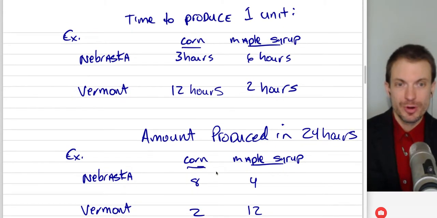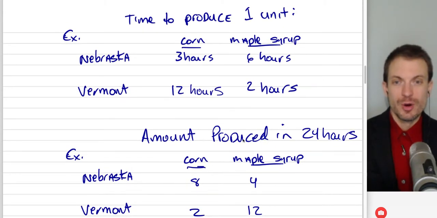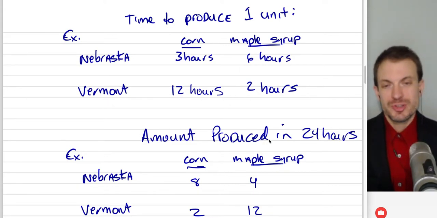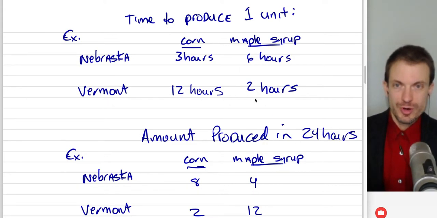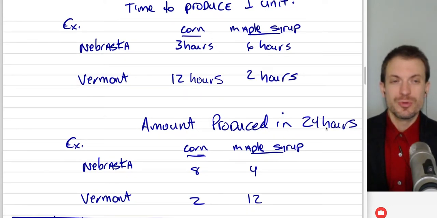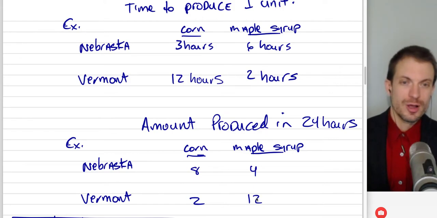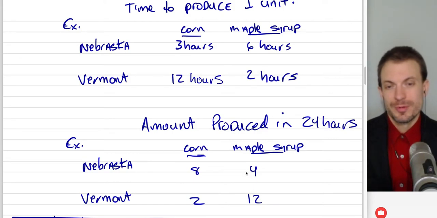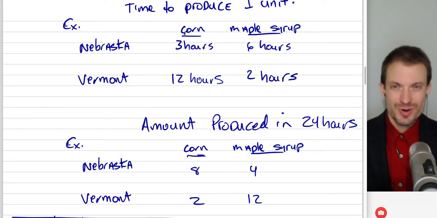Let's convert to outputs. So suppose in 24 hours, how much can we produce? Well, given 24 hours, Nebraska takes 3 hours to make a corn, so they can get 8 corn. With 24 hours, it takes Nebraska 6 hours to make maple syrup, so they can get 4 maple syrup. With 24 hours, Vermont can get 2 corn or 12 maple syrup. This is just taking 24, dividing it by each of these productivities to get us our outputs.